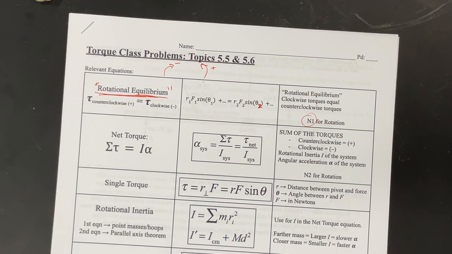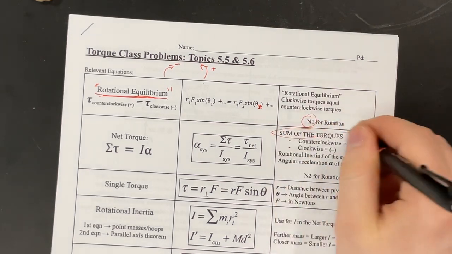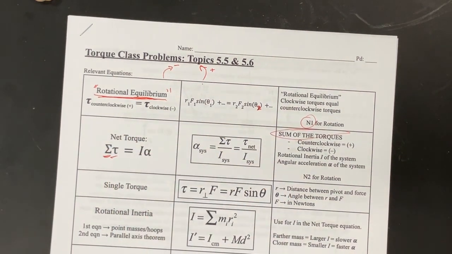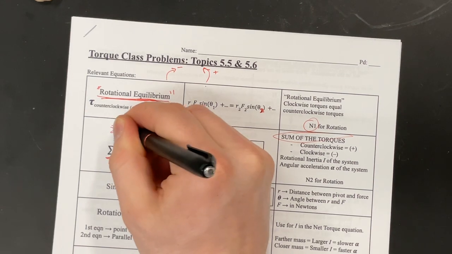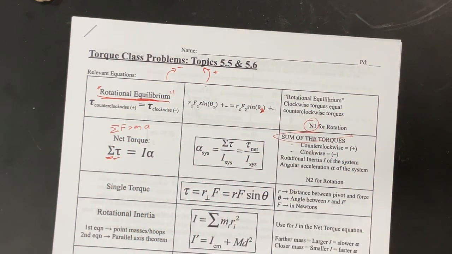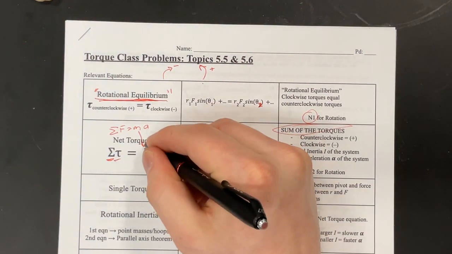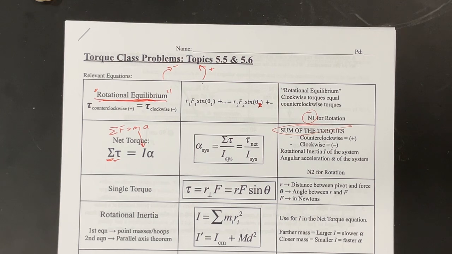Newton's second law for rotation: instead of sum of the forces, it is now sum of the torques. It doesn't quite feel the same to say, we're just so used to sum of the forces. And because it was sum of the forces equals ma, essentially the rotational equivalent of mass is rotational inertia. If I have more mass, it's hard to accelerate. If I have a bigger rotational inertia, it's hard to angularly accelerate.